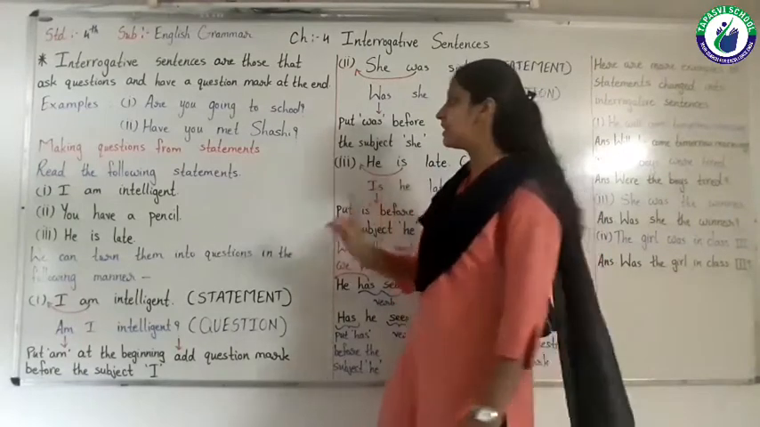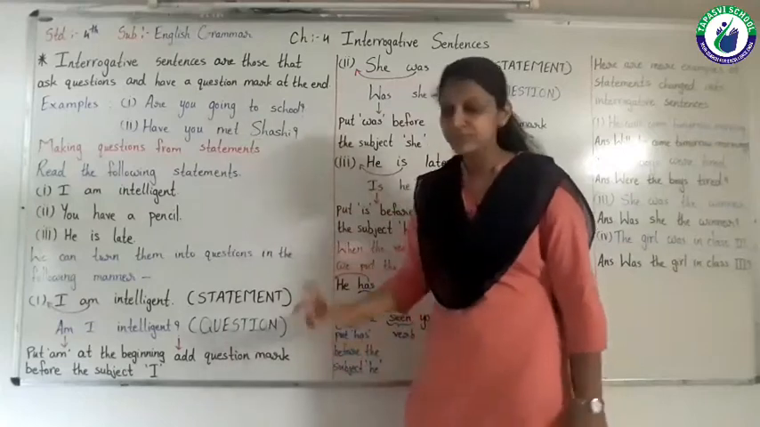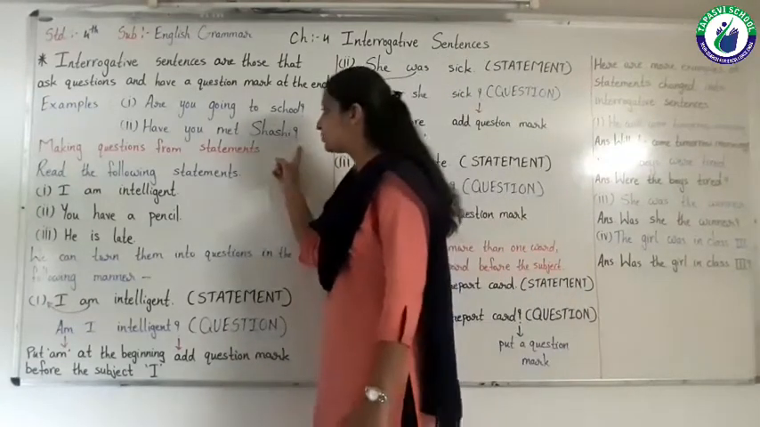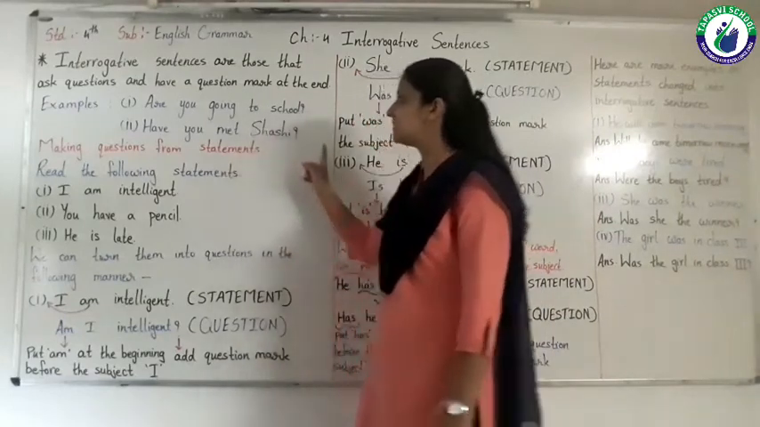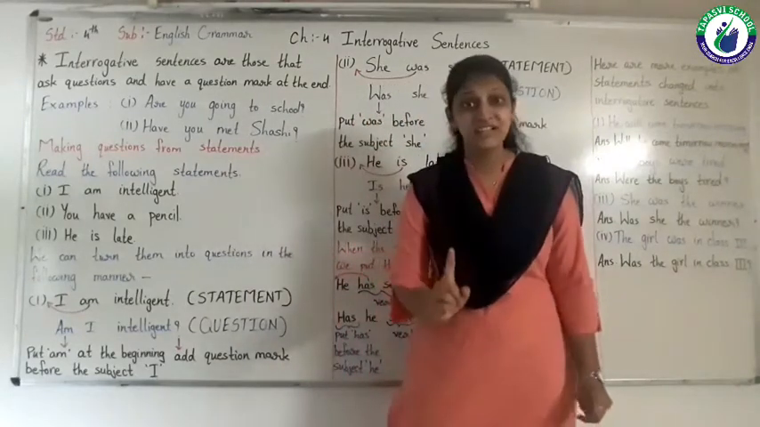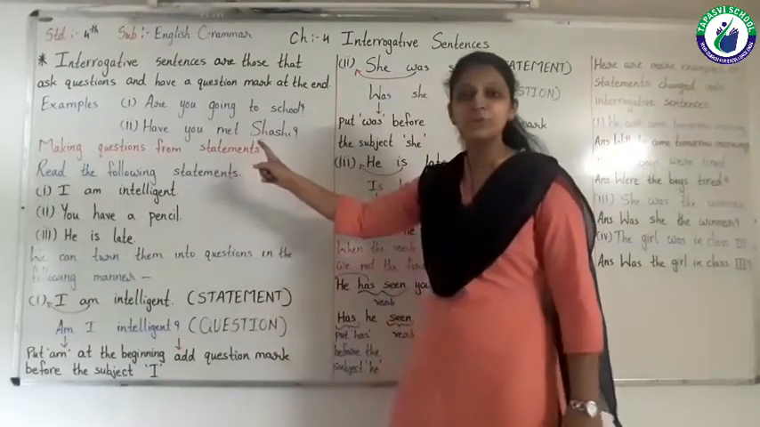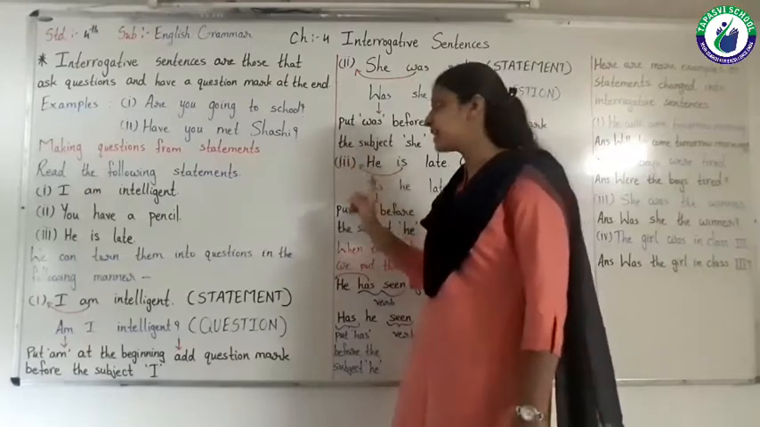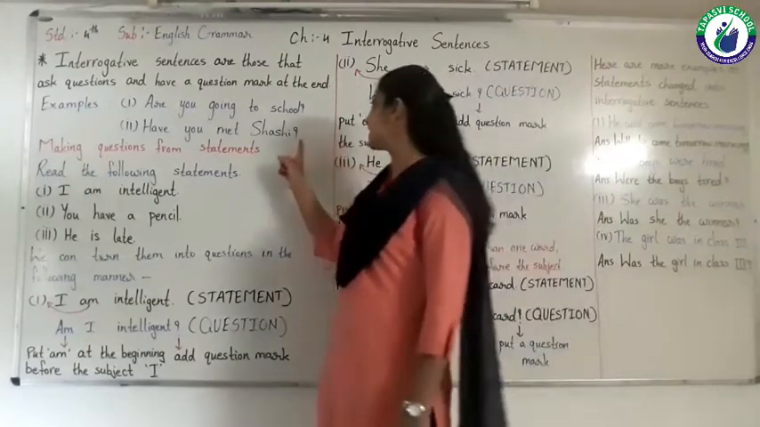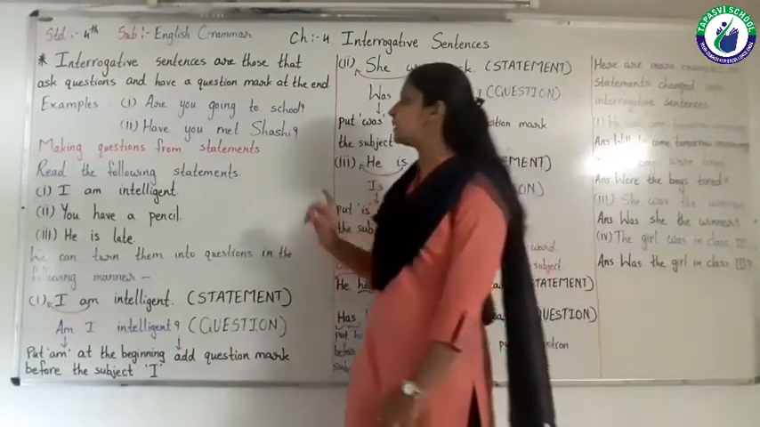Now let's see example number 2. Have you met Shashi? At last I put question mark. This example is of interrogative sentence. In interrogative sentence, first we put verb, after that we put subject, after that we put object, and at the end of the sentence question mark. These are called interrogative sentences.